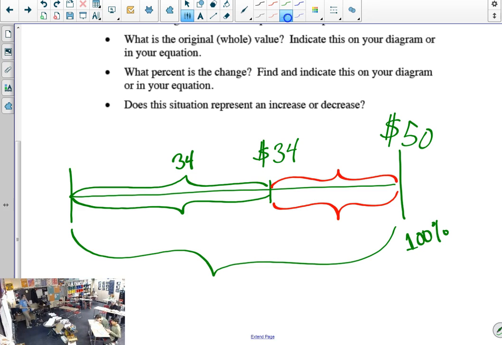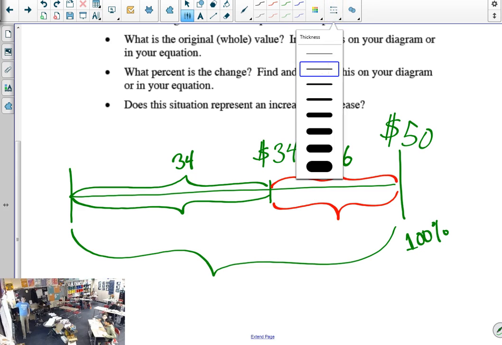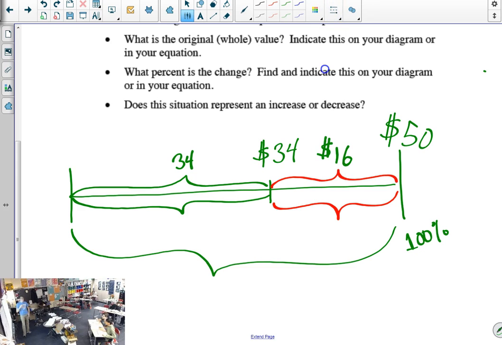Easy question. Is this a percent increase or decrease? Decrease, right? We're going down. How much money did she save? Anybody? $16. How'd you solve that? They're not doing a percent. I just asked how much money did she save. They just did the subtraction.